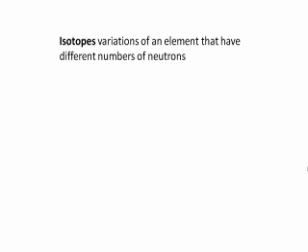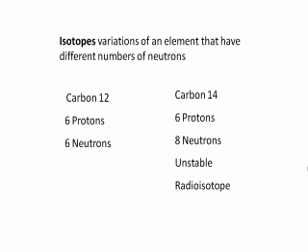An isotope is a variation in an element that has different numbers of neutrons. An example of a couple of different isotopes, one we just looked at, carbon 12. Carbon is atomic number 6, so it has 6 protons. Carbon 12 also has 6 neutrons, so the atomic weight would be 12, 6 plus 6. Carbon 14 also has 6 protons. Remember, that defines the element. If we change the number of protons, it's not going to be carbon any longer. But carbon 14 has 8 neutrons, so it has an atomic weight of 14, or carbon 14.